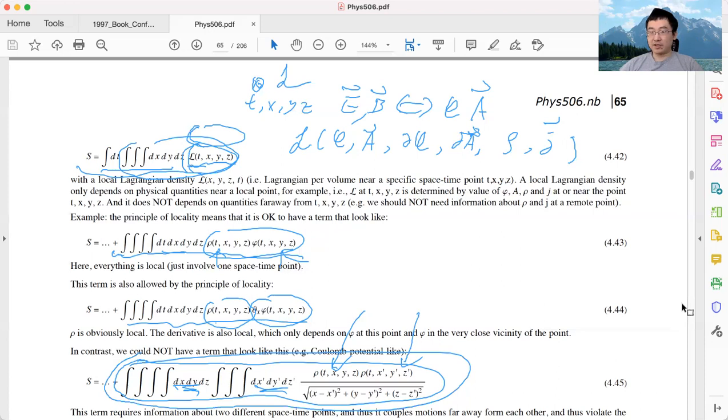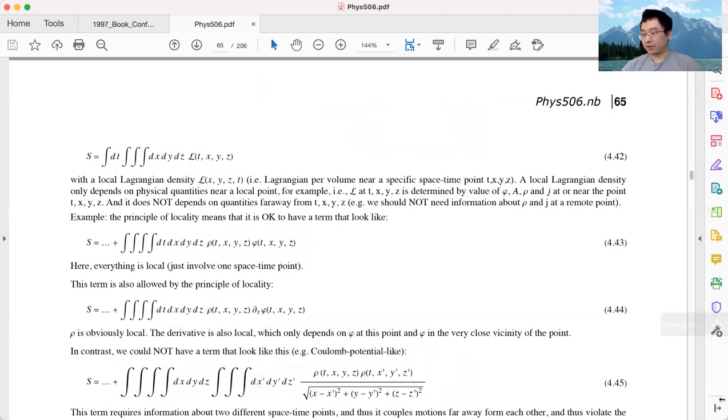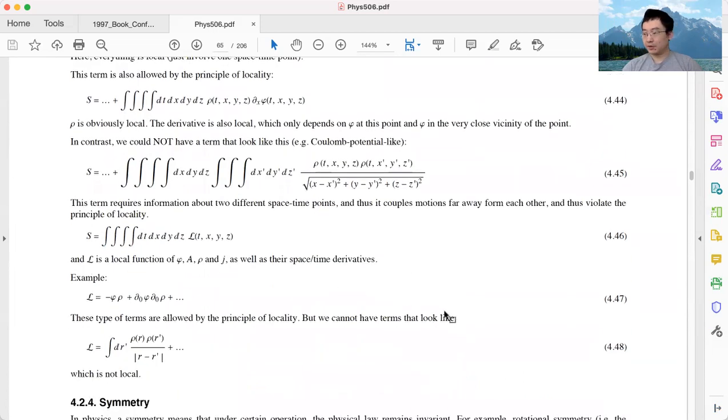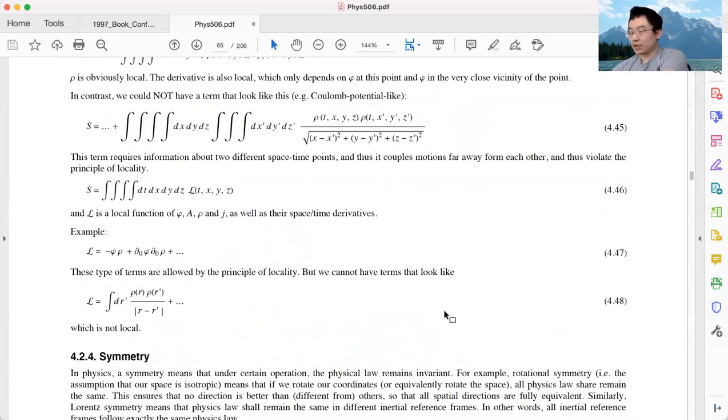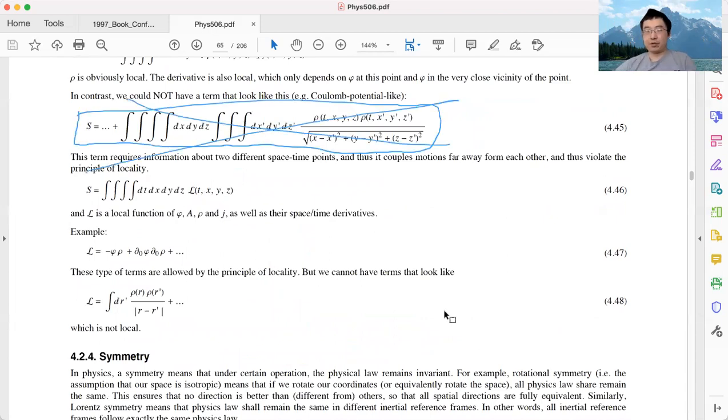But this last term we are writing down here requires information about two areas in my space, and we need to couple them together. That term is not allowed by the principle of locality. That tells us our system has long range coupling, where something here influences something happening far away. That is prohibited by the principle of locality. Let me say one more thing about this prohibited term. Let me bring it up a little bit. So this is the term that we just mentioned. It's prohibited by the principle of locality.